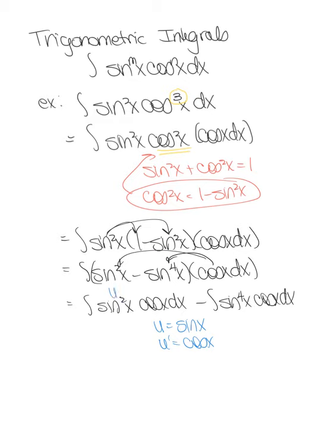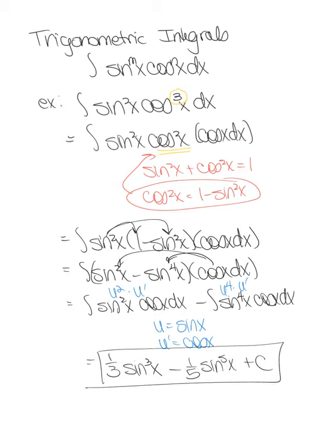This first one simply becomes u squared times u prime, and this next one is u to the fourth times u prime. Of course, when we integrate u squared times u prime, we're going to get 1/3 u cubed, or 1/3 sine cubed of x, minus, when we integrate u to the fourth times u prime, we're going to get 1/5 u to the fifth, or 1/5 sine fifth power of x, all plus c.